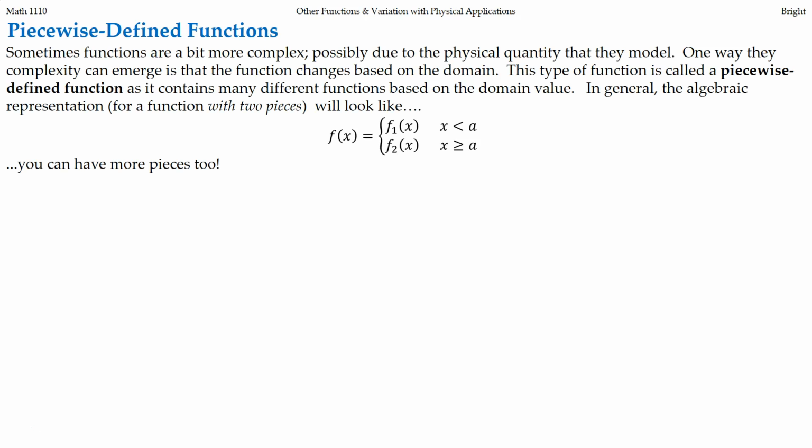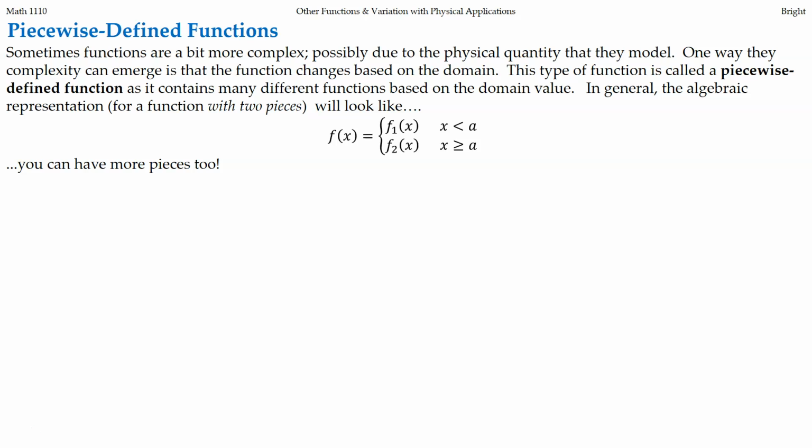Welcome back, and we're going to use our knowledge of other common functions to talk about piecewise defined functions. And these are, well, functions that are defined in pieces. These actually pop up all over the place in the physical science world because sometimes the model or the physical quantity we model changes over or at different points in time or just based on a given input.